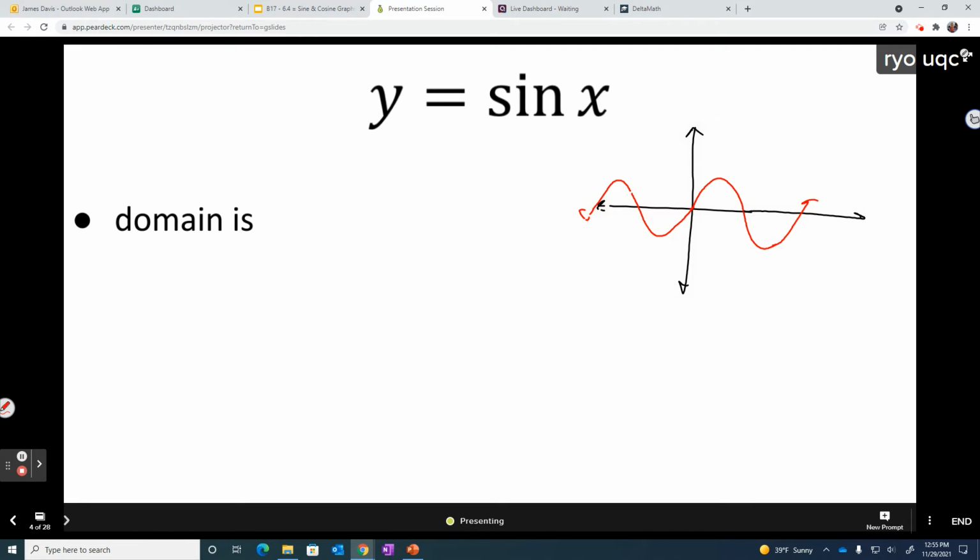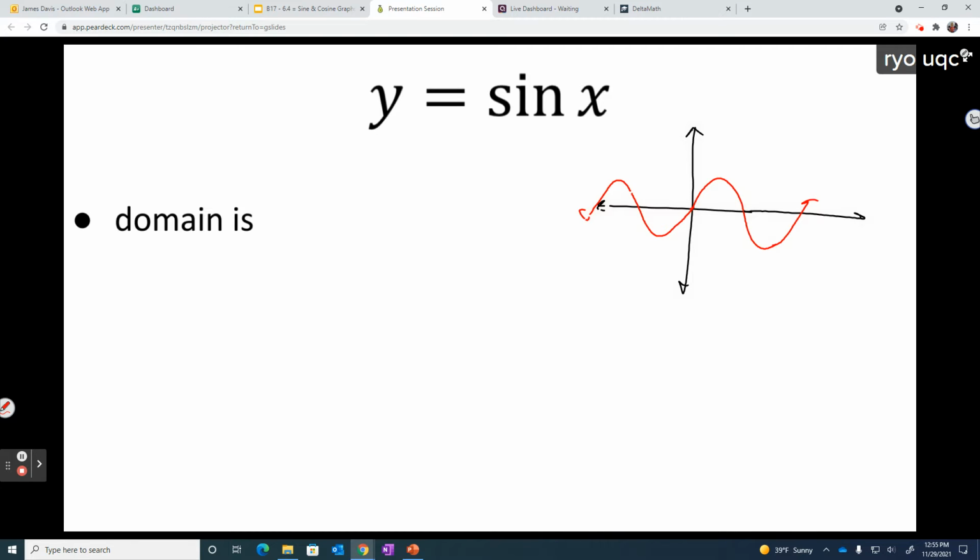All right, so the first thing is, what would the domain of this be? All real numbers, negative infinity to positive infinity. It's going to go up and down, up and down, all the way to positive infinity, and up and down all the way to negative infinity. No matter what we add to this sine function, it will always be negative infinity to positive infinity.